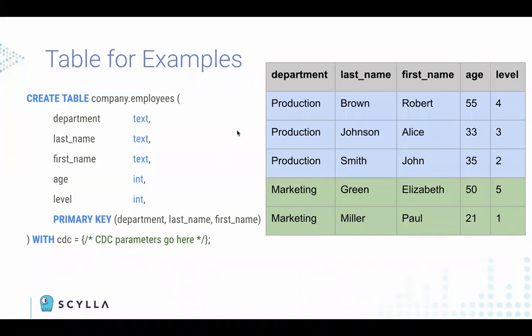Here we go. So the table is just a simple table which has employees of some company. The employees are grouped in departments and identified by last name and first name. They also have some characteristics like age and level, so that we can have an example of non-primary key columns as well. On the right, you can see an example table with some actual data inside.